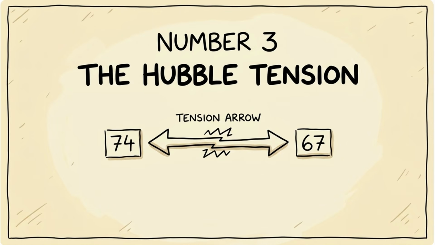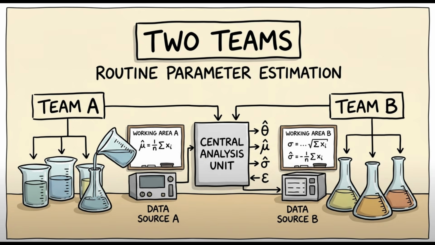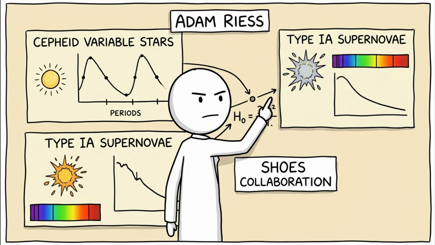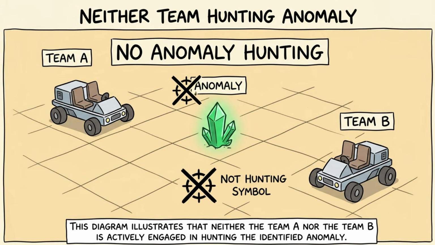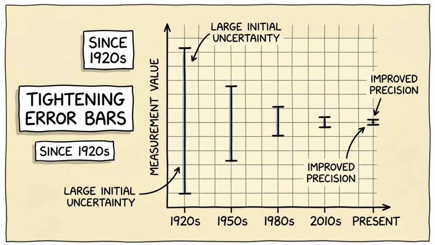Number 3. The Hubble Tension. Two teams were doing routine parameter estimation. Adam Riess's SH0ES collaboration was calibrating Cepheid variable stars in nearby galaxies to anchor the distance ladder out to Type 1a supernovae. The Planck collaboration was fitting the temperature and polarization spectrum of the cosmic microwave background. Neither team was hunting an anomaly. Both were tightening error bars on a number astronomers had been refining since the 1920s.